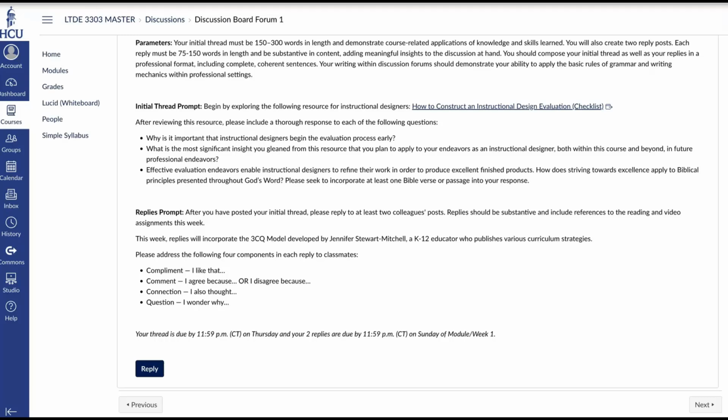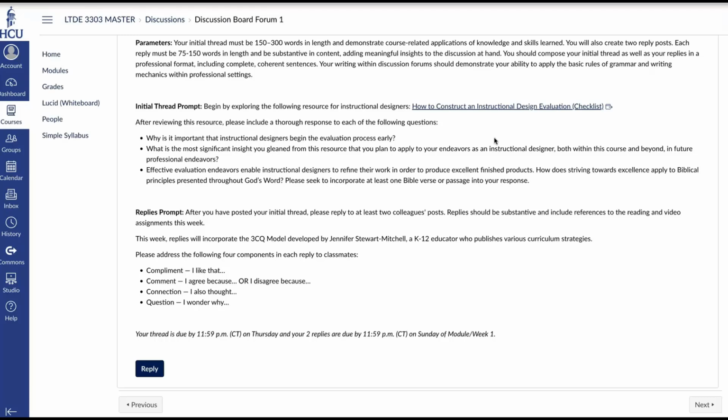It should include content that demonstrates that you are synthesizing and applying the knowledge and the skills that you have gained thus far as you have explored the course resources, as well as your classmates' initial posts. Let's look now at the initial thread prompt. First, you will begin by exploring the following resource for instructional designers, which is linked here: How to Construct an Instructional Design Evaluation. After reviewing this resource, you will want to respond to each of the following questions.